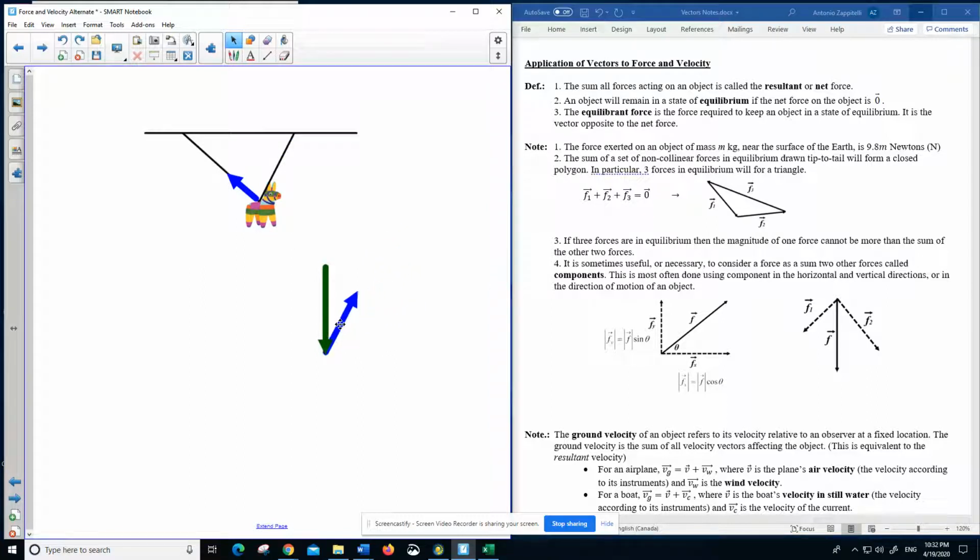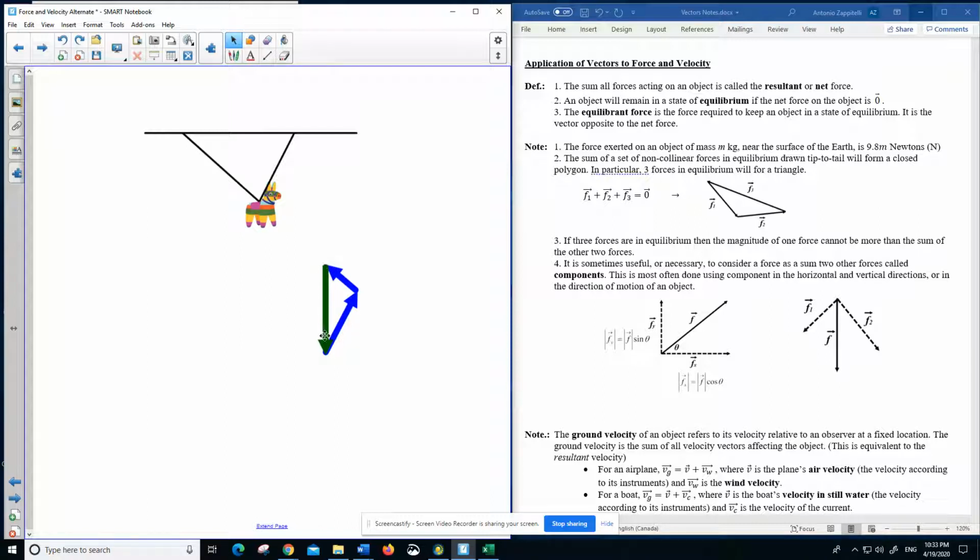Now remember that this object is in equilibrium, meaning the net force is equal to zero. So that means this force has to close off the shape to create a triangle, because the net force has to be equal to zero. That means that when I go from the tail of the first to the tip of the second, I should be in the exact same place. So when you have an object that's in a state of equilibrium, all the forces add up to zero, and that's going to create a closed shape.